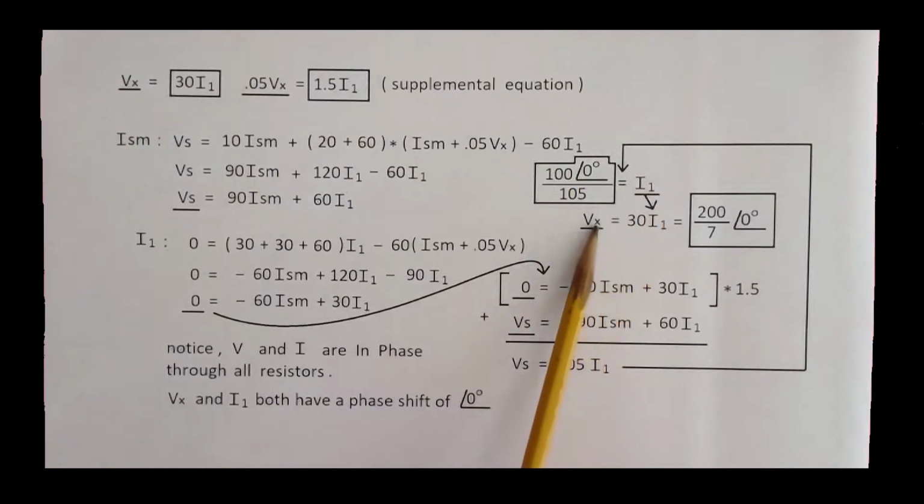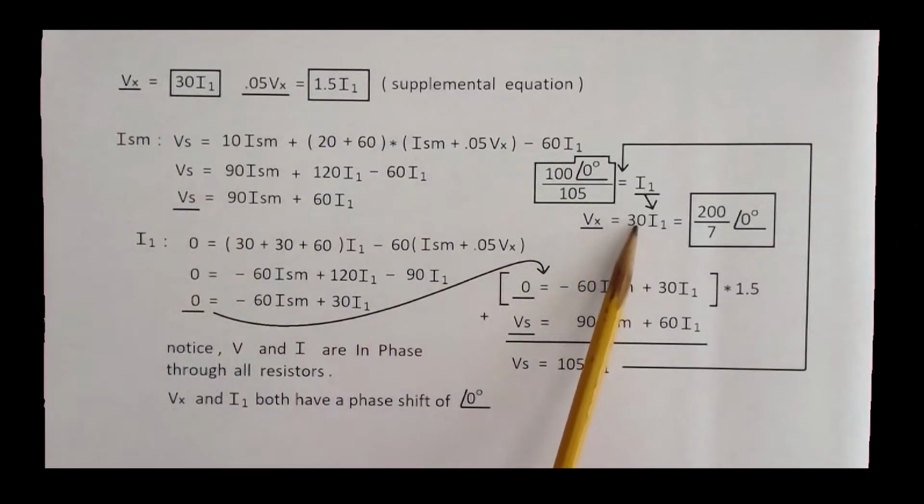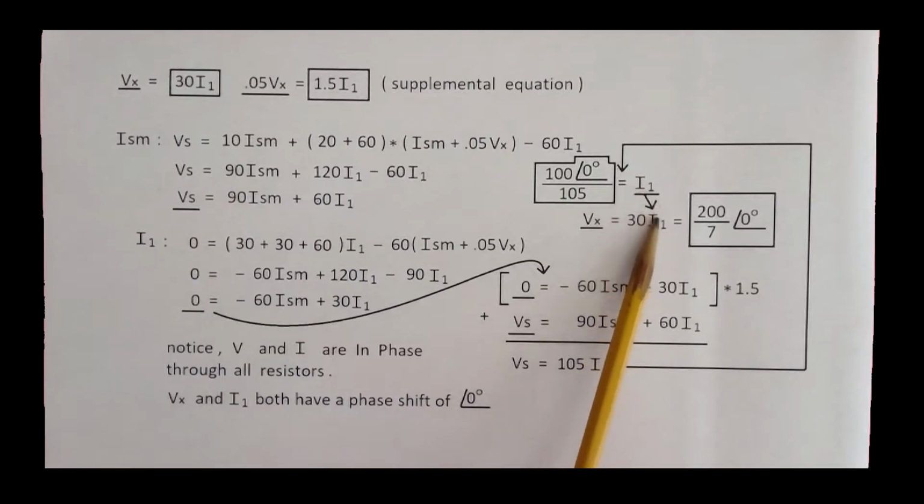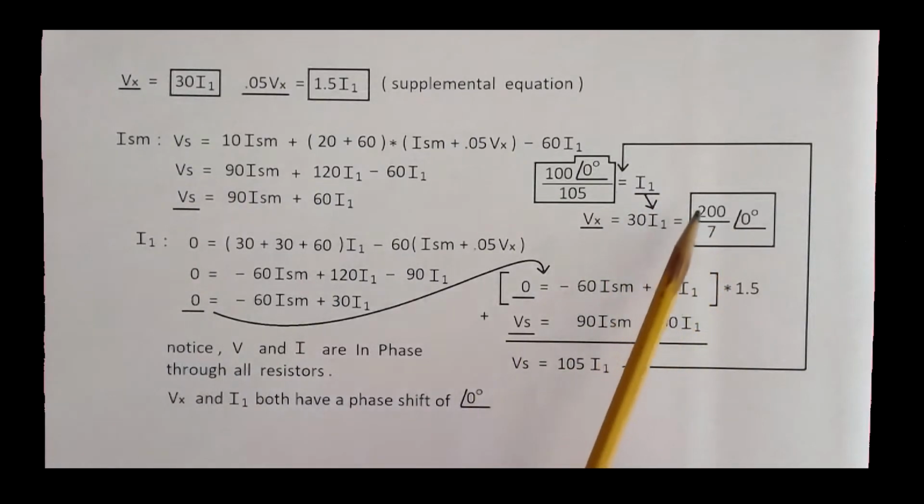And then we can find Vx is equal to 30 times I. And again, substitution, 200 divided by 7. And the phase shift is 0.